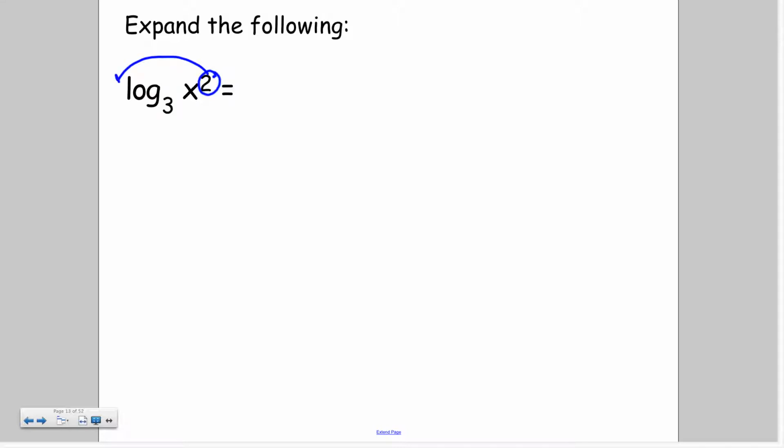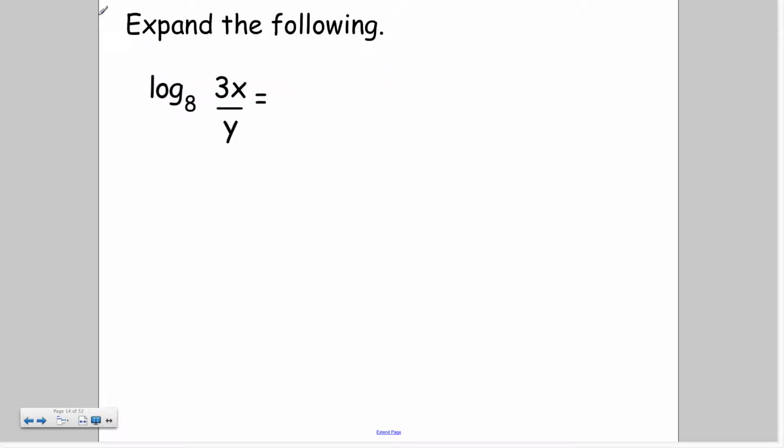Now, I have it raised to a power. This, if you can remember, will go out front of everything that it's with. So it's going to end up being 2 times the log base 3 of x. And that's as big as that one's going to get. That's expanding it. Since there's nothing else with it, I can't make it any bigger. All right, so let's go to the next one.